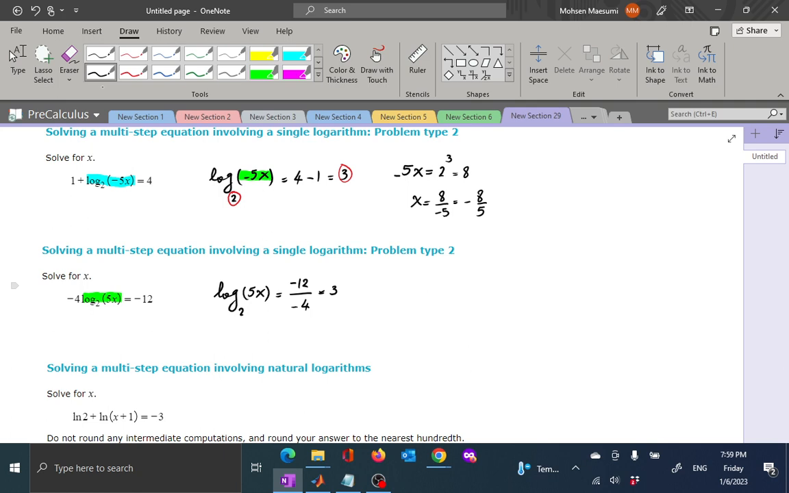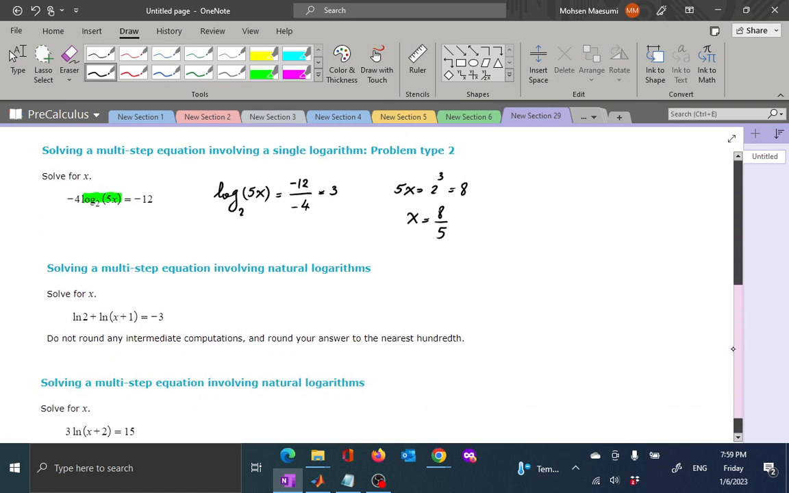Again, logarithm of something in base 2 is 3. What is that thing itself? Well, it has to be 8. Where do you get the 8 from? 2 cubed. So again, we have x is equal to 8/5 in this problem.